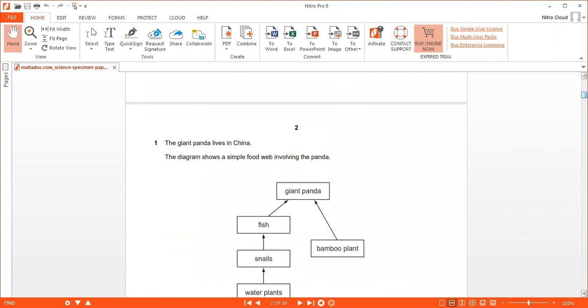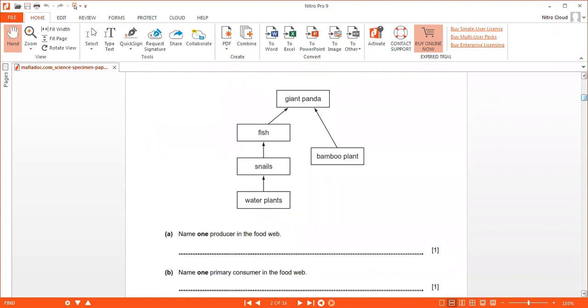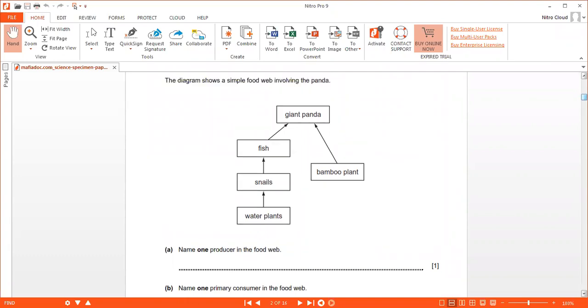Number 1. The giant panda lives in China. The diagram shows a simple food web involving the panda. Name one producer in the food web. Water plants, correct, or bamboo plant?